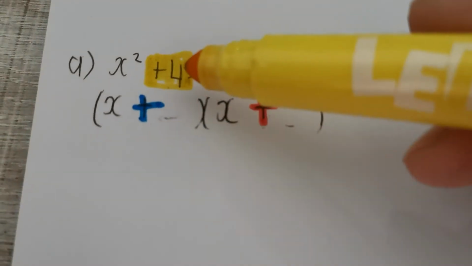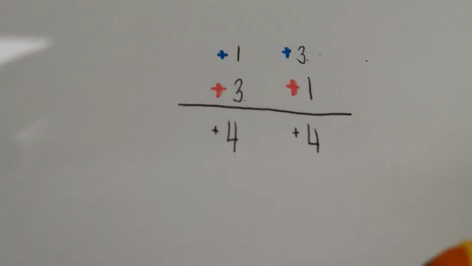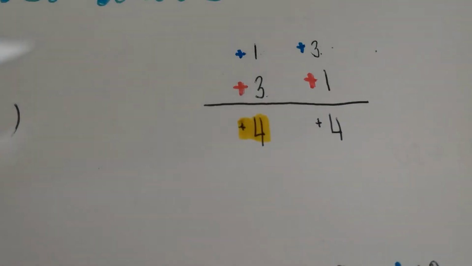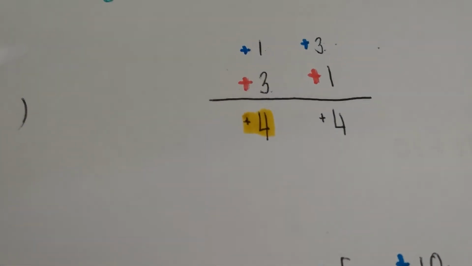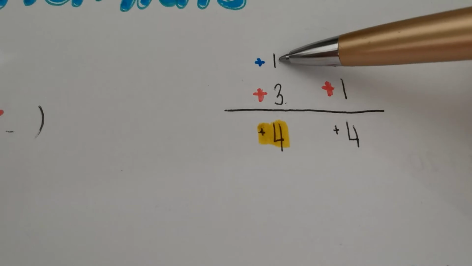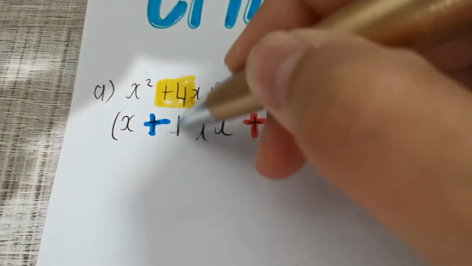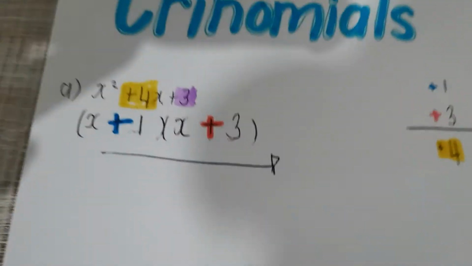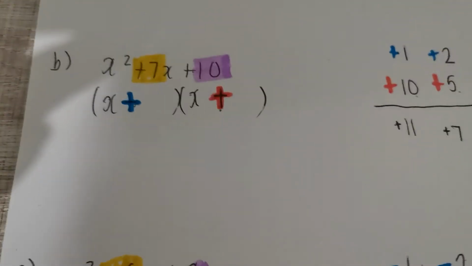So let's go back to this first one. We're looking for positive 4. Where's a positive 4? Hey, here's a positive 4. Okay, so do you see, next to the blue I need to copy down 1. And next to the pink I need to copy down 3. That's my answer. Done.